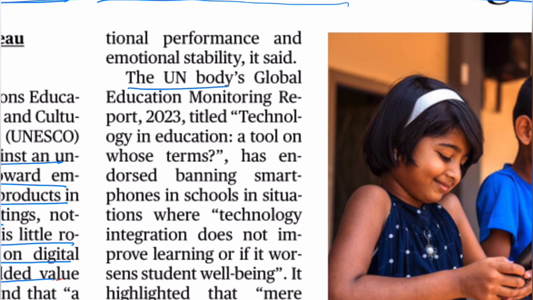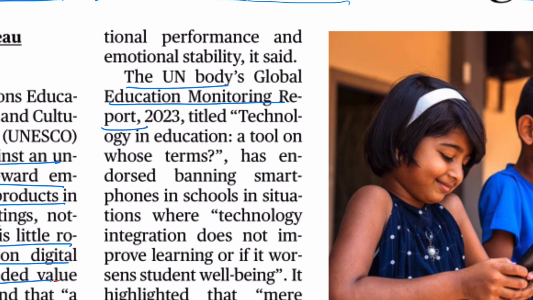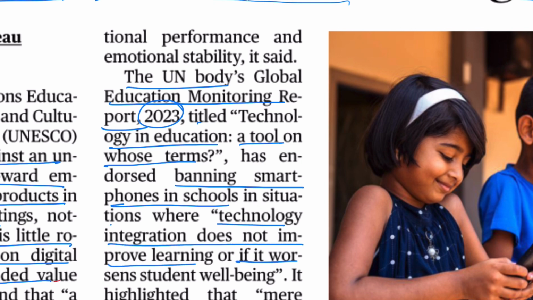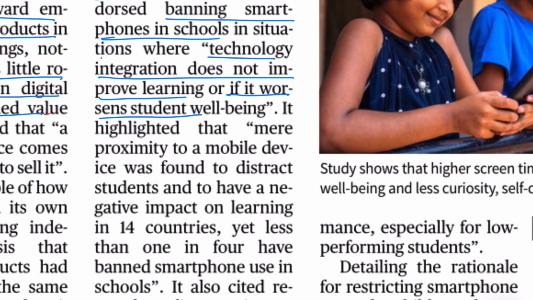The UN body's Global Education Monitoring Report 2023, titled Technology in Education: A Tool on Whose Terms, has endorsed banning smartphones in schools in a situation where technology integration does not improve learning or if it worsens students' well-being. It highlighted that mere proximity to mobile devices was found to distract students and to have a negative impact on learning in 14 countries.